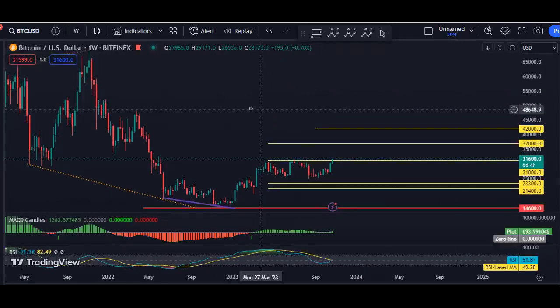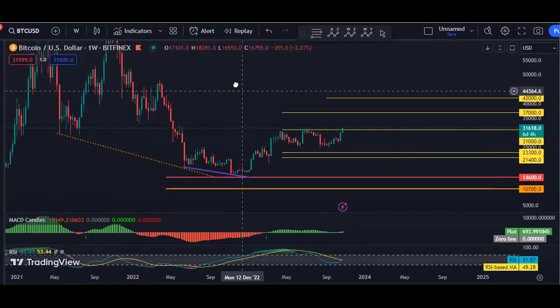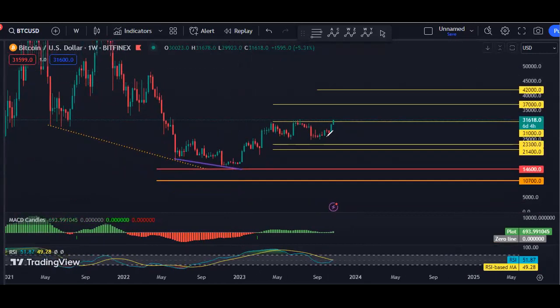If we move to the weekly chart, as I mentioned, based on the weekly chart, if the price could break the 31K, then we can look for 37 or 42K. That's why I mentioned at this point, we have to see the breakout of the 31 following the 32K. This is the zone we are looking for to see the breakout of. In that case, we can look for the first target based on weekly. We can look for 37 followed by 42K.